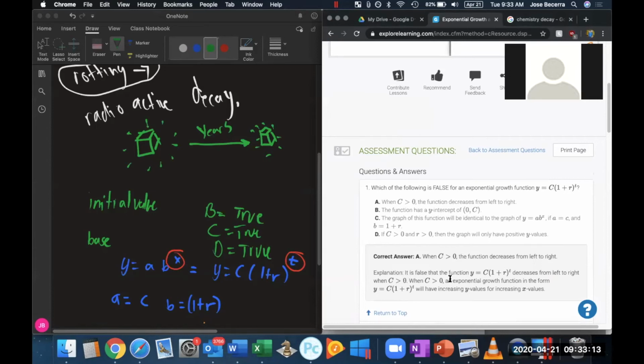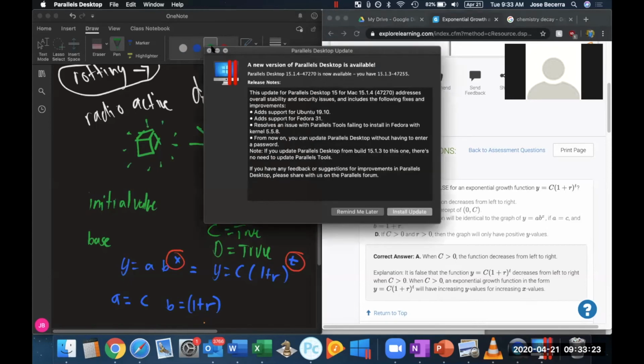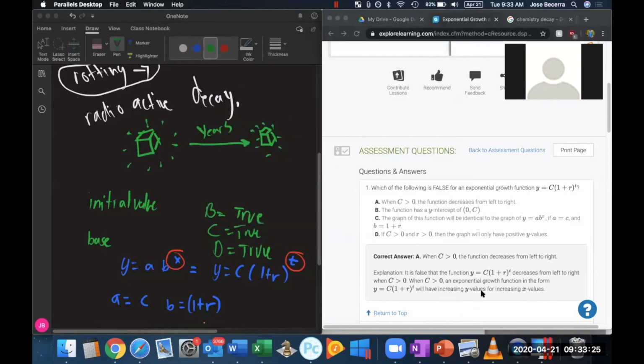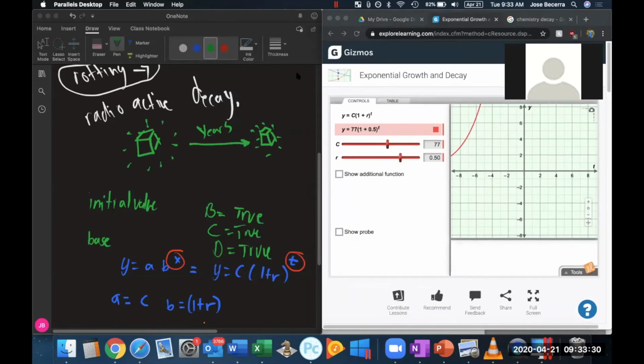It is false that the function decreases from left to right when C is greater than 0. It's an exponential growth function, and the value of this will have an increasing y value as the x values increase. Okay. So it can't go to the left at all. So it just stays to the right. No, it is going to the left, Daniel.